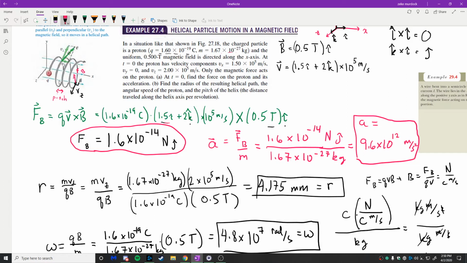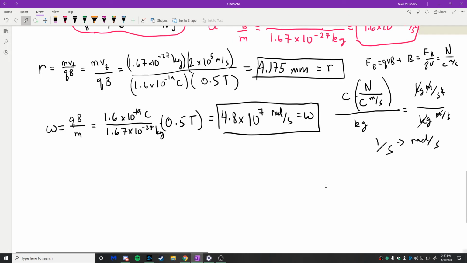How could I figure that out? What do you guys think? Any ideas? Do you want me to just tell you? Yeah, what is omega? Oh, sure, let's do that. How would we do that? How would we find the time it takes to go through one circle if we know the rate at which it's going around?